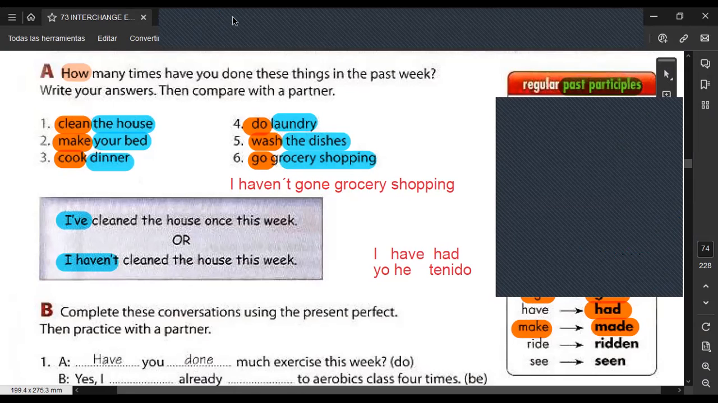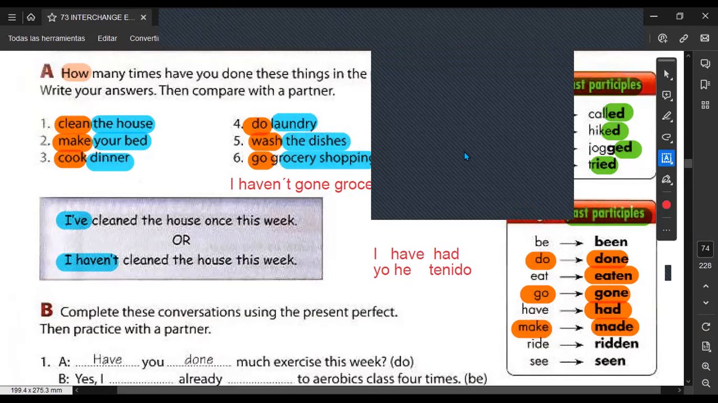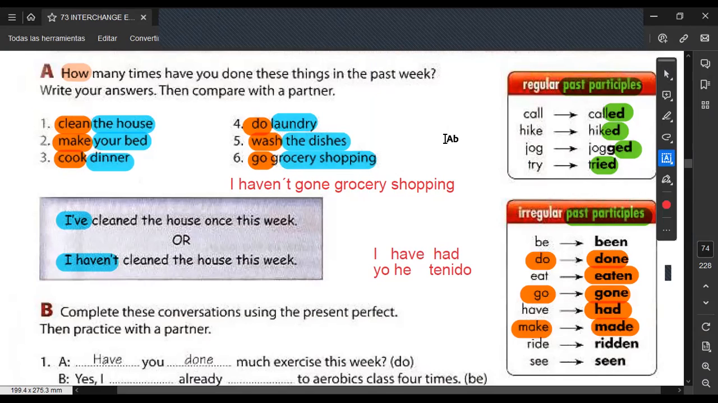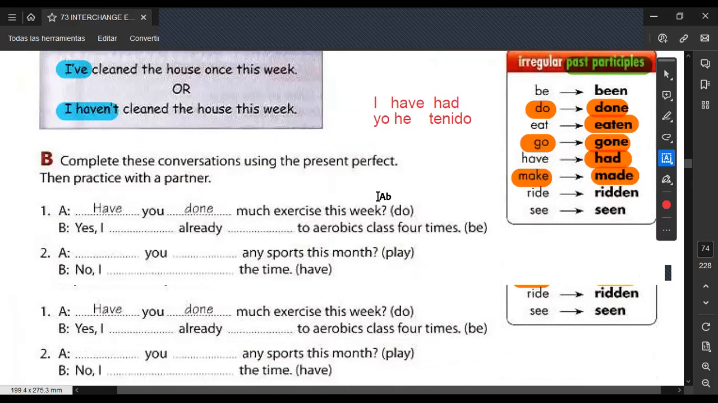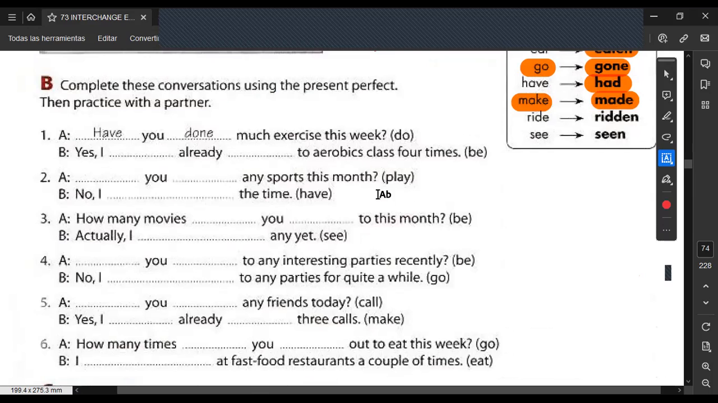Okay, so do you have more questions so far? ¿Tiene más preguntas? Teacher, wash lleva ED. Es regular, yes. Pero sí, ya pueden mandar la captura de esto para mañana. It's homework for tomorrow. Please. Okay, ahorita. Thank you so much.